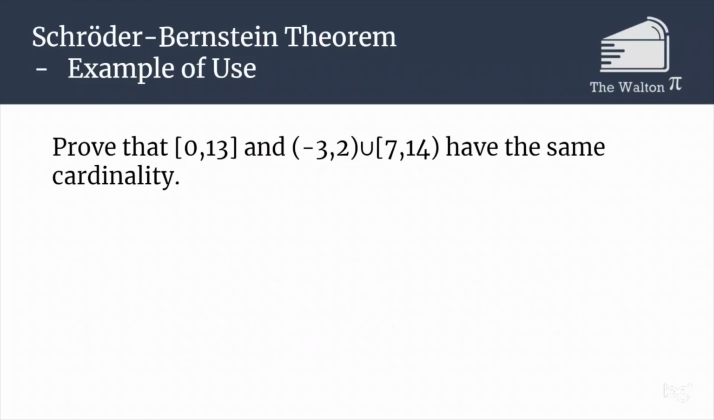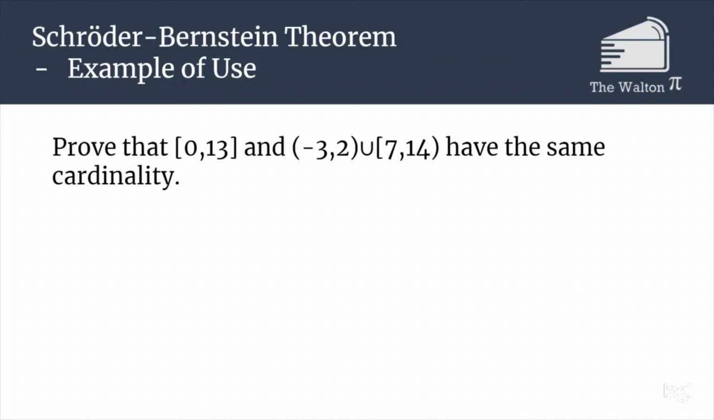So let's go through and use the Schröder-Bernstein theorem to prove that these two intervals in the real numbers have the same cardinality. So let's prove that the double closed interval from 0 to 13 and the open interval from -3 to 2 unioned with the half closed interval 7 to 14 have the same cardinality. Well, one way is to try and find a bijection, which, trust me on this one, is going to be a bit complicated. If you don't believe me, give it a shot. It is possible, but it is going to be pretty tricky to do.